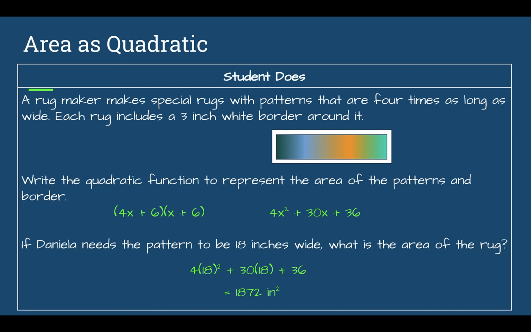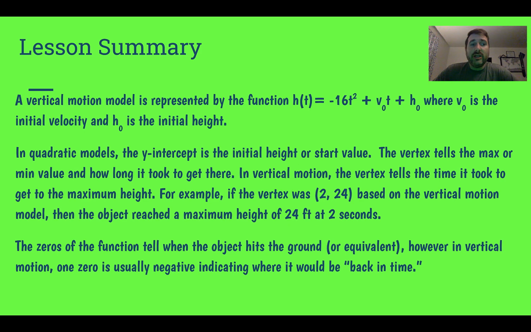So there's another example of how quadratic functions can help us in a real situation. There are other contexts as well. These are just a few of them. In this lesson, we learned mainly about vertical motion and how it's represented by the function h of t equals negative 16t squared plus v sub 0 t plus h sub 0, where v sub 0 is the initial velocity and h sub 0 is the initial height.